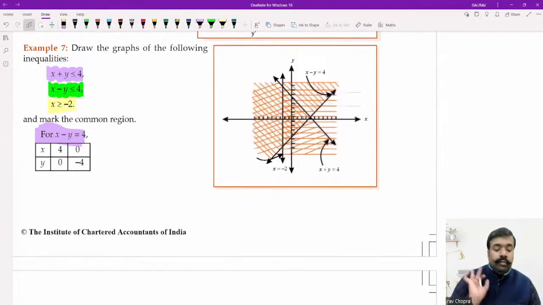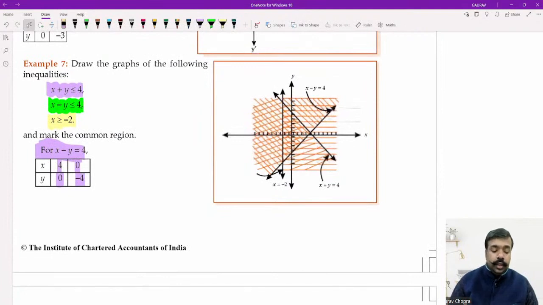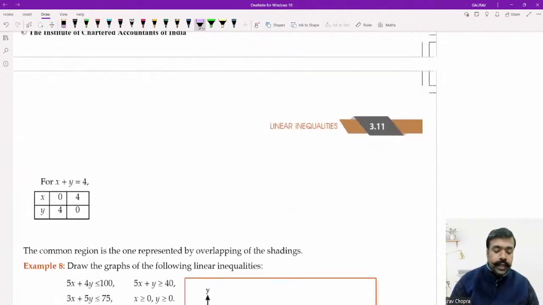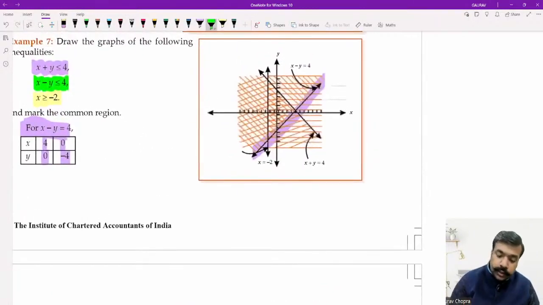Now we can put in the values: if y is 0, x becomes 4. And if x is 0, then y becomes minus 4. We have just plotted these values. Now after this plotting, what will happen? Let's plot the line diagram on the graph. So this is the line x minus y less than or equal to 4. For the second one also, we can prepare the table, and it is 0, 4 and 4, 0. So we can prepare this, and this is the second one.